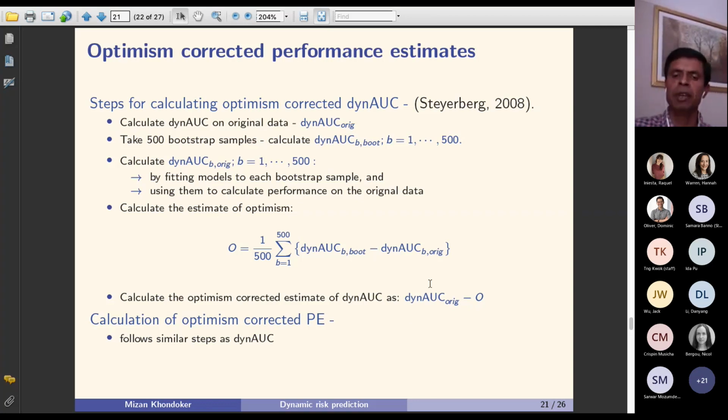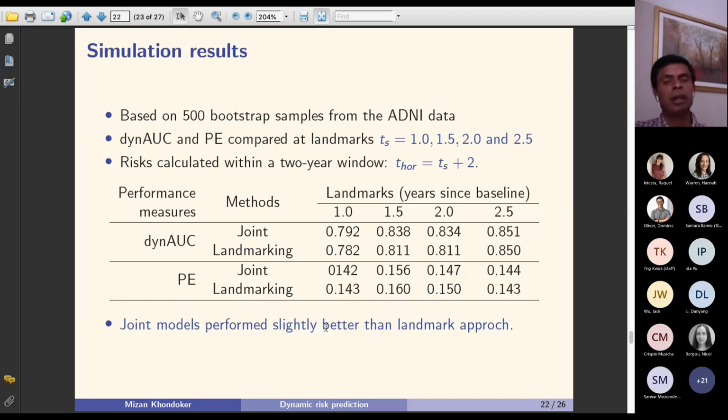I have done it for dynamic AUC as well as prediction error, for both types of model, joint model and landmark analysis. And here you can see the results from the simulation based on the 500 bootstrap samples from the ADNI data. Dynamic AUC and the prediction error are compared at 4 landmark points. I've considered a half-year interval, so 4 landmark points: 1 year, 1.5, 2 years, and 2.5 years.